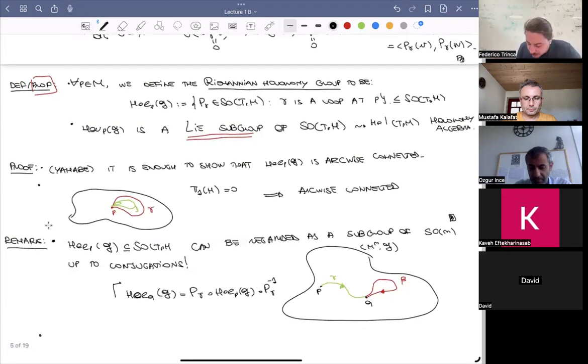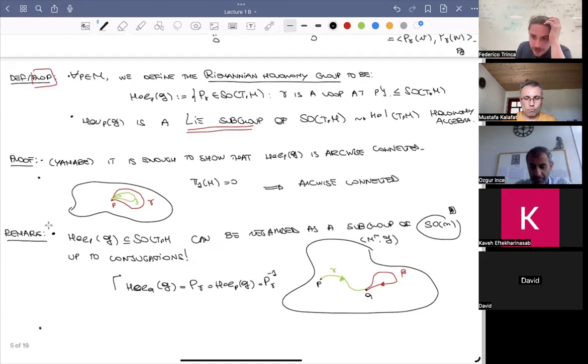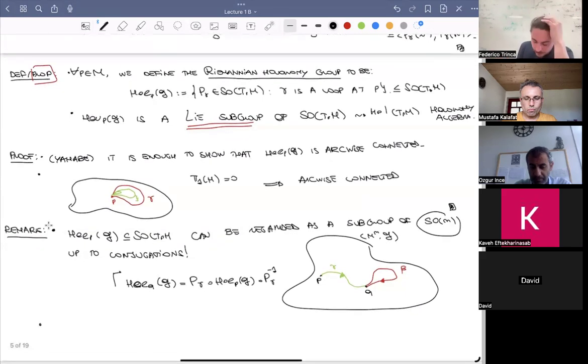In reality, the term holonomy group is hence misleading, because usually we will refer to the subgroup as a subgroup of SO(n). It is a misleading name, because it's defined after conjugation, and so it would be better to call it holonomy representation, but, well, we're stuck with this name for now.